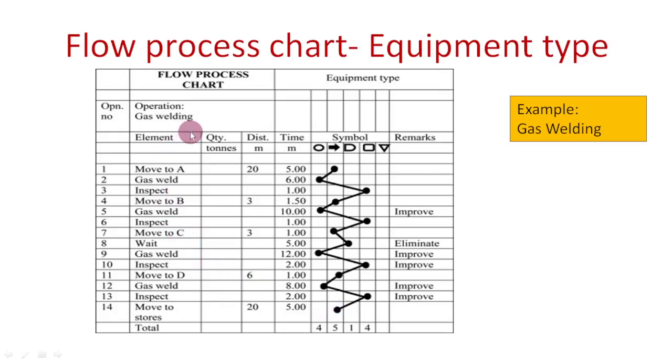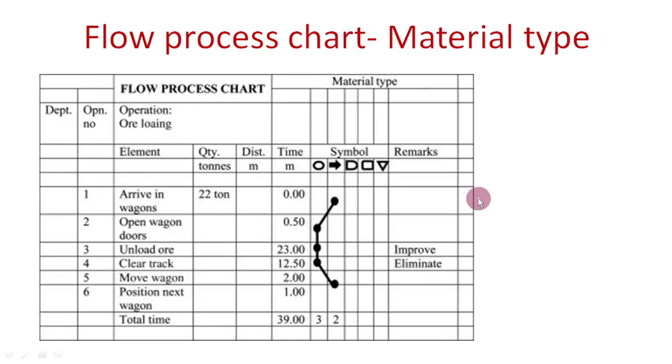Like this, in the flow process chart, the equipments are indicated. The chart represents the time for each activity. The symbols which are connected show the movement of the equipment, man, and the materials. And remarks can be added if you want to make any improvement in the system.